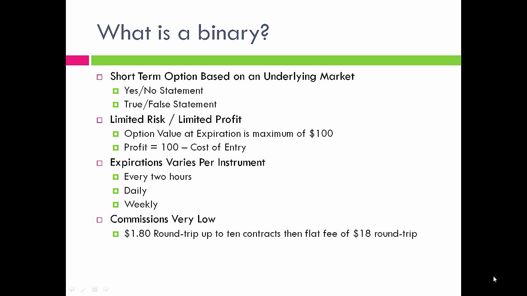Now, the expirations do vary per instrument. You can have expirations every 2 hours, you can have expirations on dailies, and you can have expirations on weeklies. Binary commissions are extremely cheap, $1.80 round trip up to 10 contracts. Then there is a flat fee of $18 round trip.